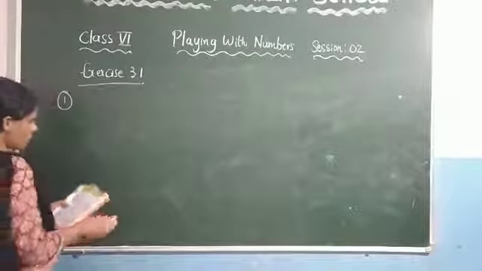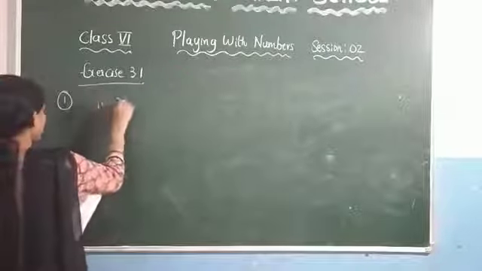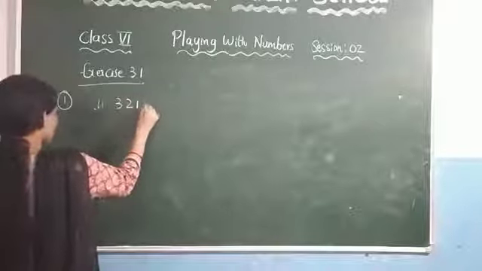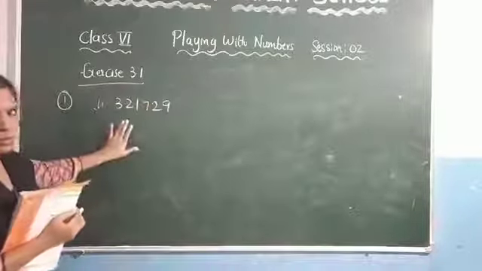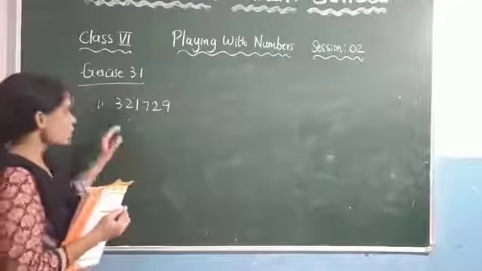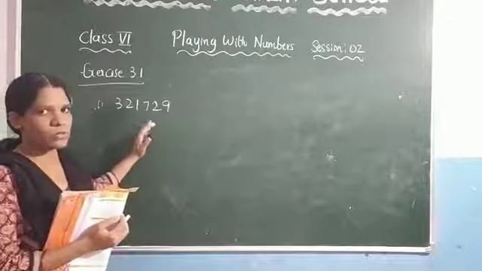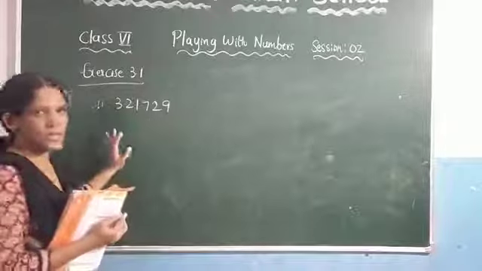See, the first problem is that the number is given as 2321729. You need to check whether this number is divisible by 2, 3 and 6. So by using the divisibility rules we need to check it. There is no need to do the actual division.